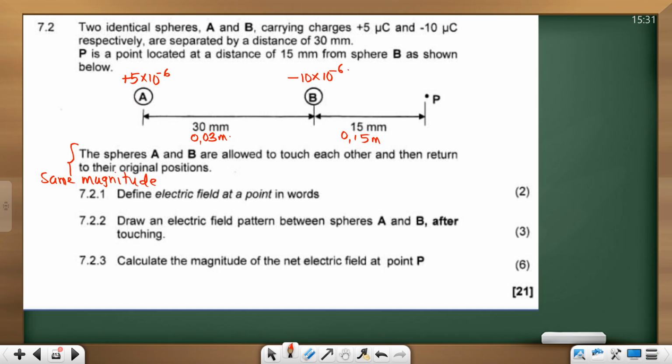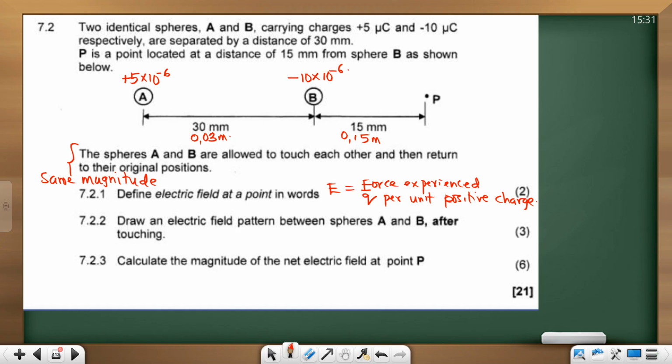7.2.1. Define electric field at a point. We've done this so many times. Use the formula. E equals to what? F over Q. What are we saying? The force experienced per unit positive charge. You can even say charge, but I prefer us to say positive what? Charge. That's the correct and complete definition.